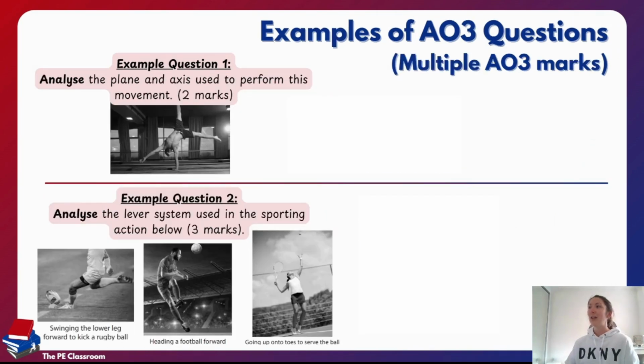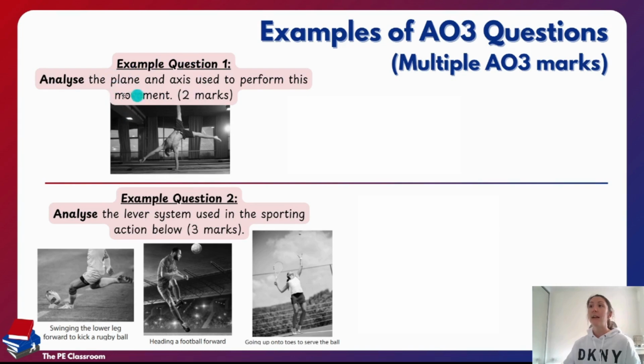Now we're going to take a look at multiple AO3 marks, so something that is worth more than 1 mark. But it is still an AO3 type of question. So again, like I said previously, we've got that classic analyse the plane and axis used to perform this movement. So the key command word there is analyse. We've got that for both questions. So we know already that it's likely to be an AO3 question.